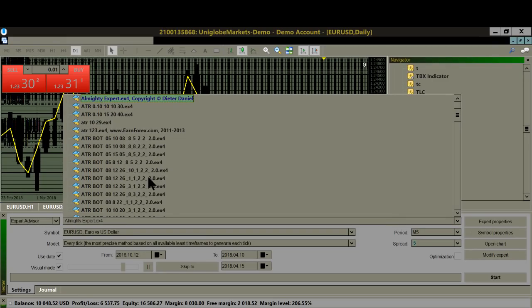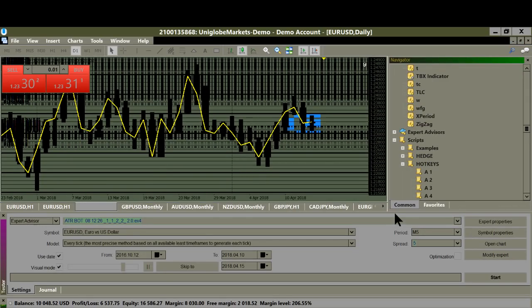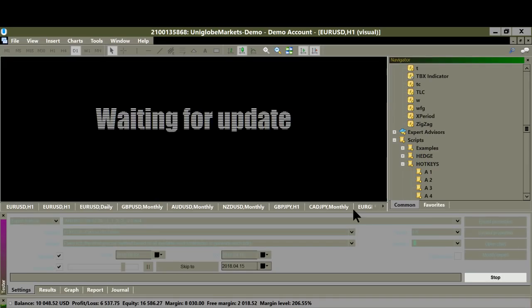So here, I'm going to run an 8 pip trailing stop, initial 12 with a 26 take profit. Now, this is my version of your breakout bot. I'm going to run it on the 1 hour chart because I think it gets its ass kicked on the lower time frames. So I'm running that.